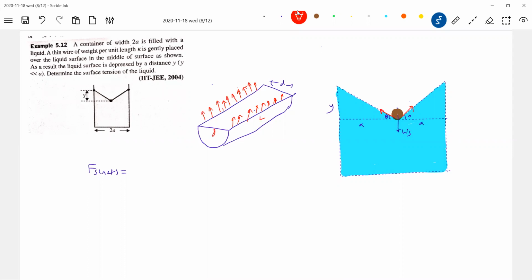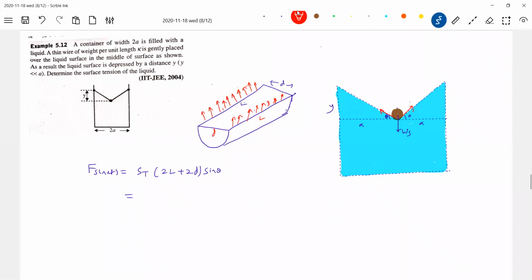So let's take this as D, this as L. What is the force due to surface tension? Surface tension into 2L plus 2D sine theta. Any objections? Why 2L? Because here I'm showing only half of the wire, half of the cylinder. I just cut it to show the forces here. Here this will be L and L. Why 2D?